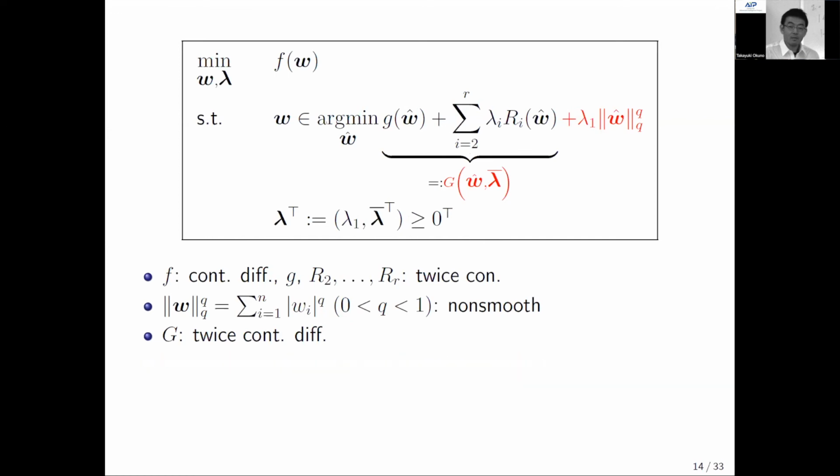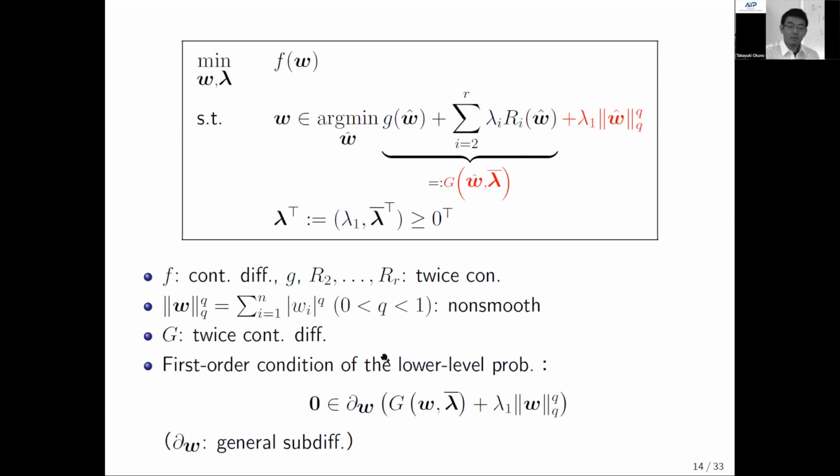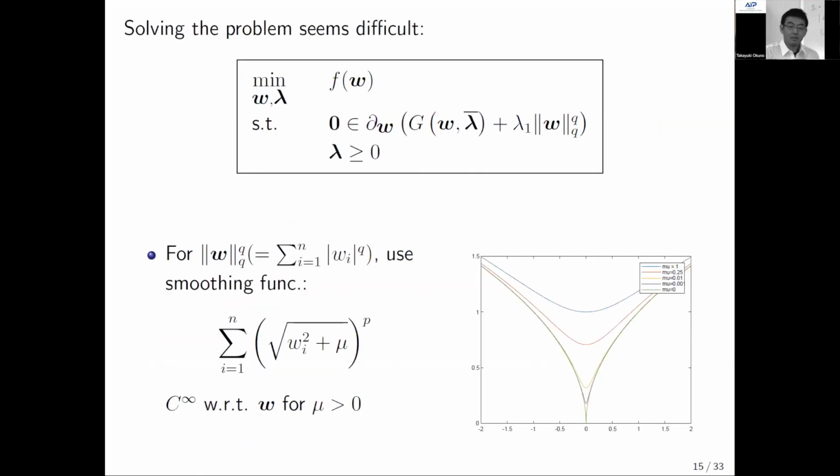Okay. So a natural approach for solving this problem is replacing this constraint by its first order optimality conditions. Its first order optimality condition is represented with a subdifferential, like this. In that case, the resulting problem is written like this.